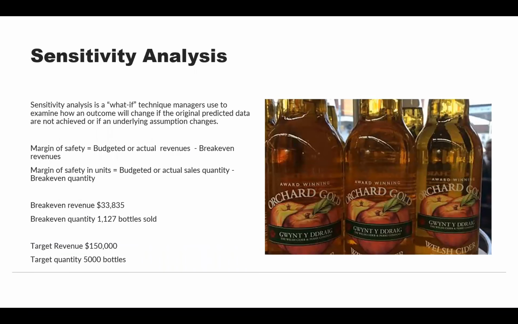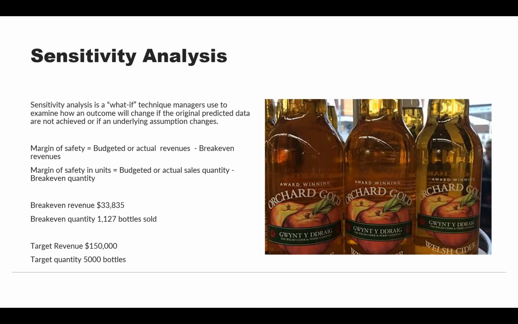And then finally, I just want to touch on sensitivity analysis. A sensitivity analysis is a what-if technique that you can use to examine how an outcome will change if the original predicted data isn't achieved or your underlying assumption changes. And we've been talking around sensitivity analysis with this. But we talk about this idea of having a margin of safety, right?